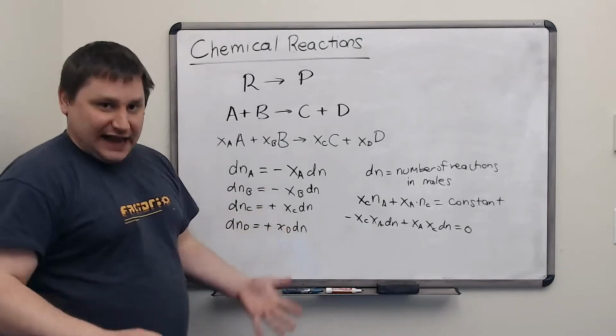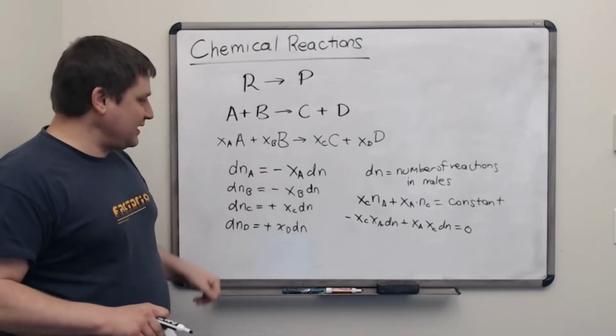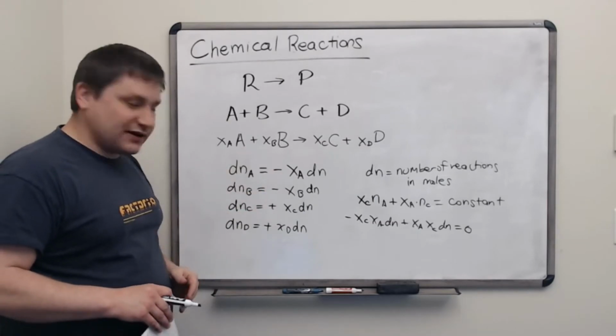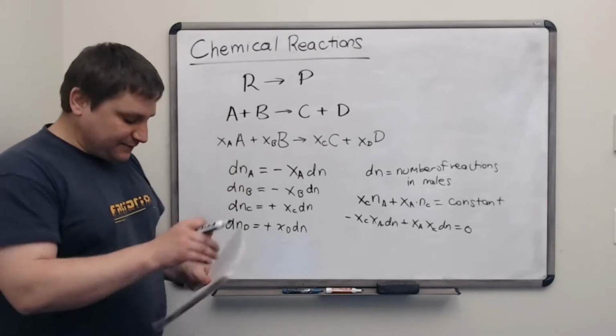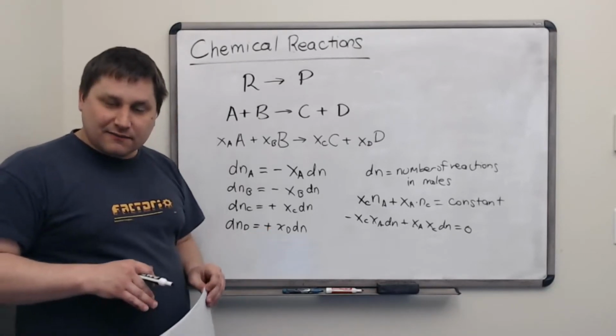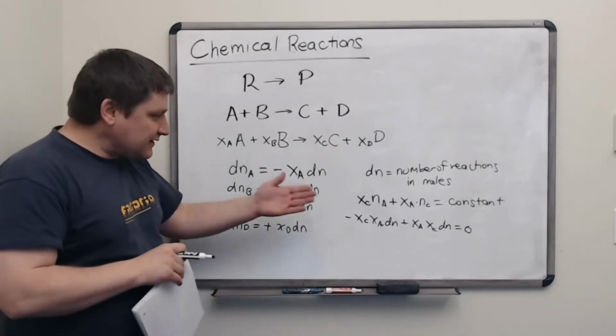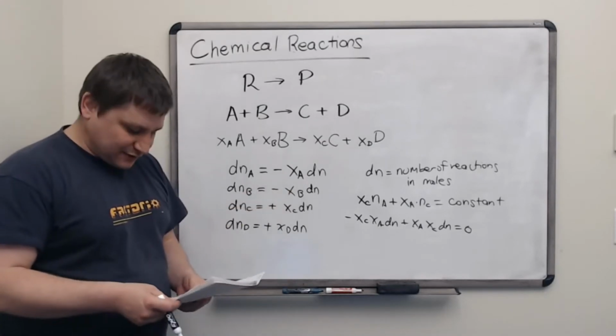And you can construct any number of these constant quantities, a whole bunch of them, based on different combinations of the number of each species. Now, some of those are interesting. They might end up being equal to the number of atoms of a specific type. And some other ones are just sort of not interesting.